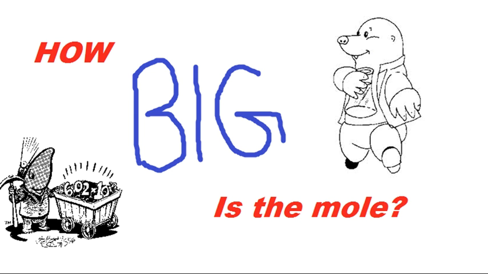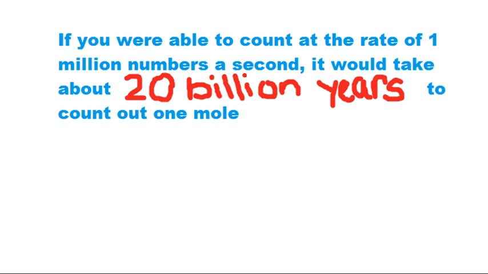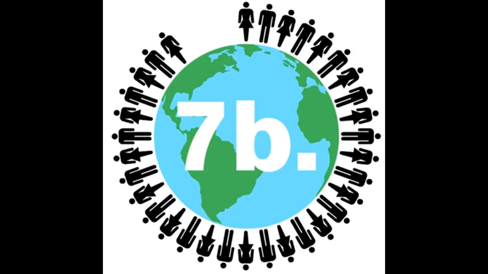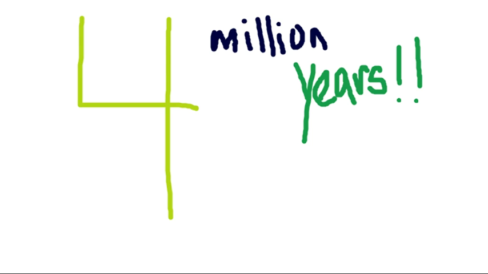How big is a mole? If you were able to count at the rate of 1,000,000 numbers a second, it would take about 20 billion years to count out one mole. If all 7 billion people on Earth were to do nothing but count the atoms in one mole of an element 24 hours a day at the rate of 1 atom per second, it would take 4 million years.